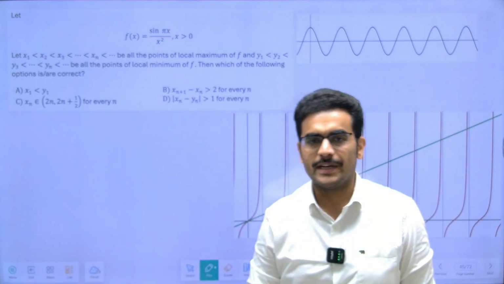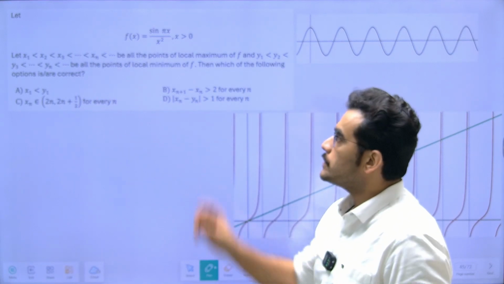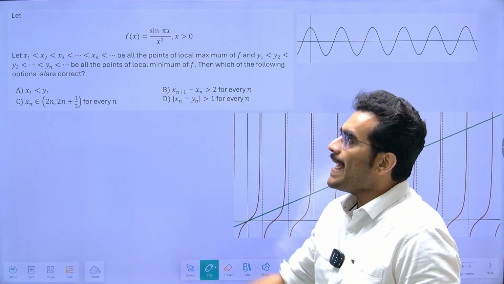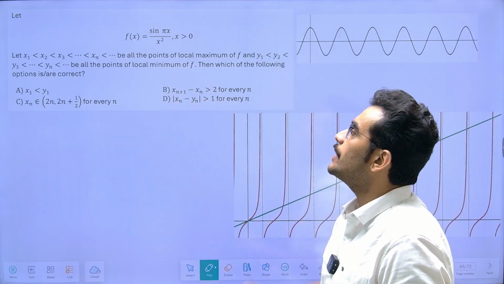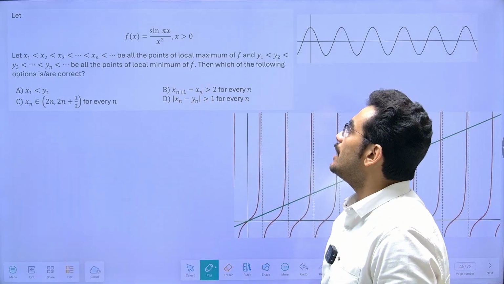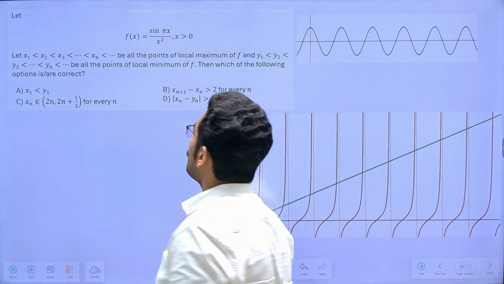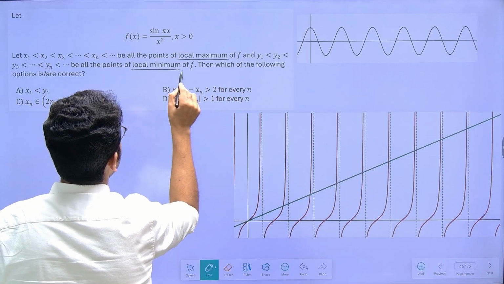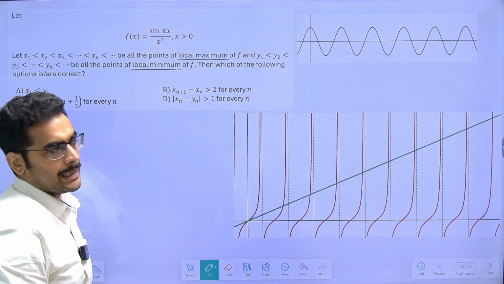Let us take this previous JEE Advanced question. It says that let function f(x) = sin(πx)/x², x > 0, and x1 < x2 < x3 < ... < xn be all the points of local maximum, and y1 < y2 < y3 < ... < yn be all the points of local minimum, of the function. Then which of the options is or are correct?